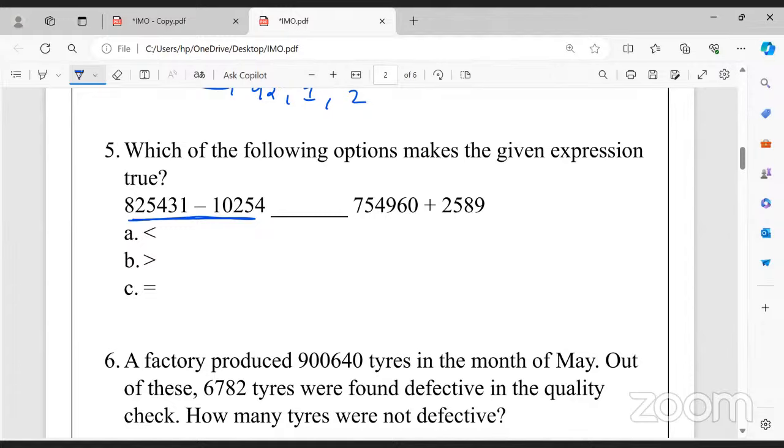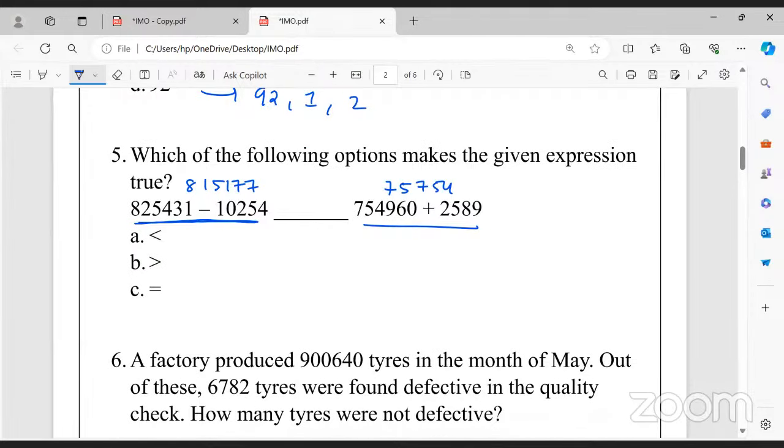Very good. Who is that? Shupriya. Thank you so much. It is 8,15,177. And what is the sum of these two numbers? Who can tell me? What is the sum of these two numbers? Yeah, it's 7,57,549. So the alligator is going to eat the greater number, of course.